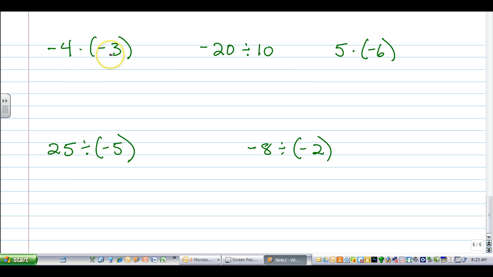All right, negative 4 times negative 3. What's the answer going to be? Positive 12. Good, I hope. Negative 20 divided by a positive 10. Answer is negative 2. 5 times a negative 6. Answer is negative 30. 25 divided by a negative 5. Answer is negative 5. Negative 8 divided by negative 2. Answer is positive 4. And that's all there is to it.